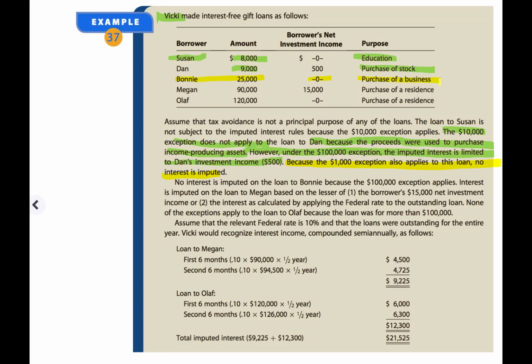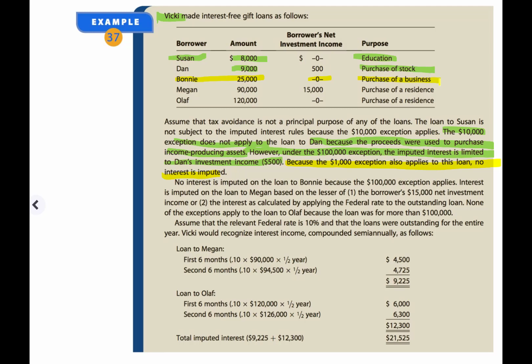We can get it under the 100,000 stipulation, and sometimes the problems will call out what the net income of the business is. That is not considered investment income. Investment income is money that grows while you're sleeping. You've made investment in stocks, those sorts of things.